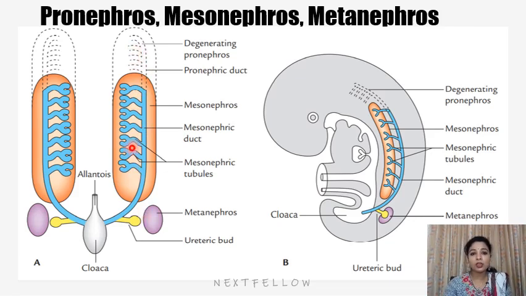It is in the middle and develops in the thoracic and lumbar region, and partially it is a transitory structure. Most of the mesonephric tubules will regress and disappear, but the mesonephric duct, that is the Wolffian duct, persists and opens into the urogenital sinus. This is the developing cloaca, where the anterior part forms into the urogenital sinus.